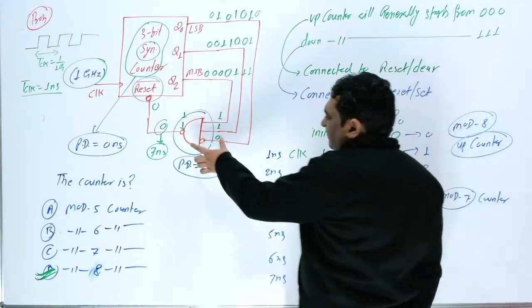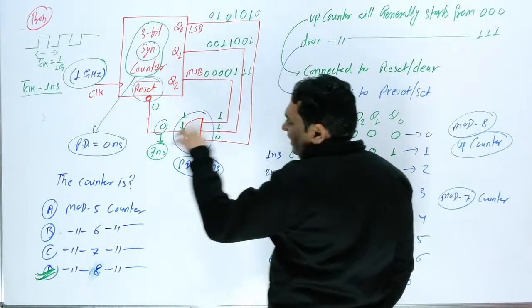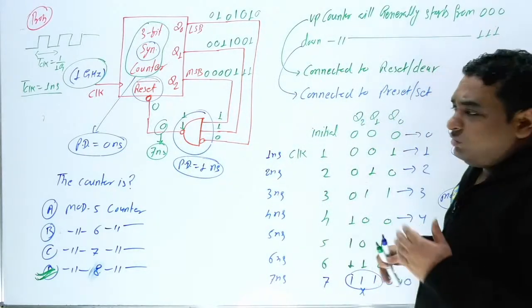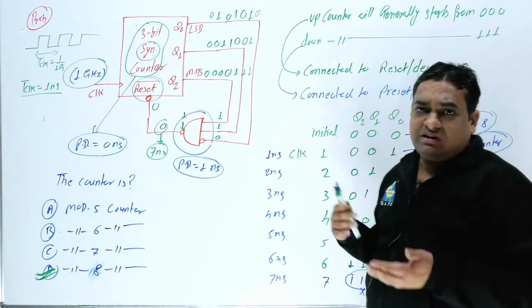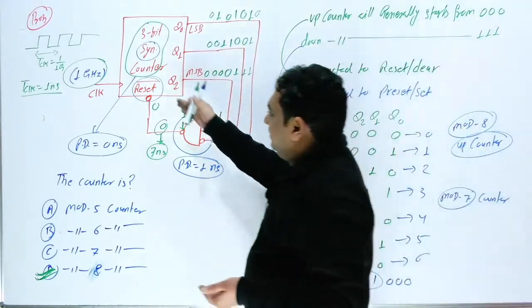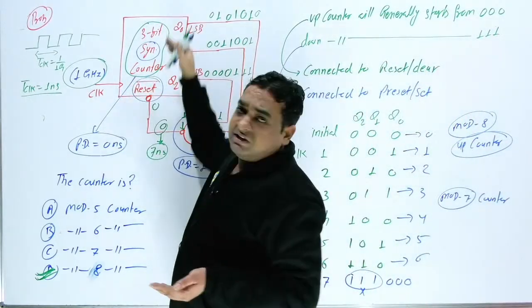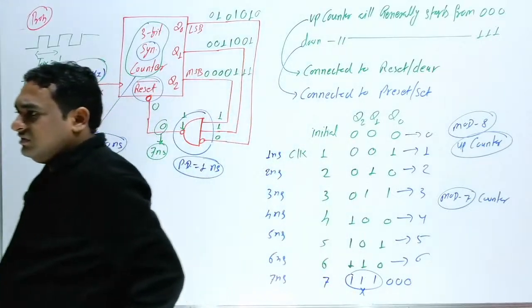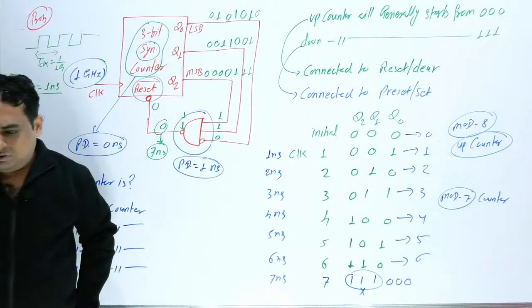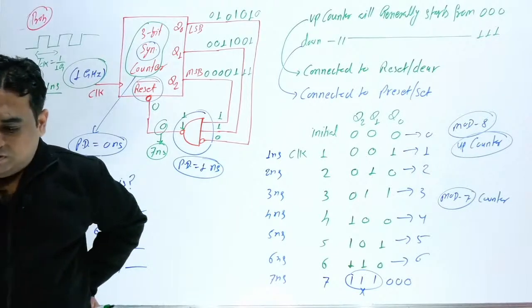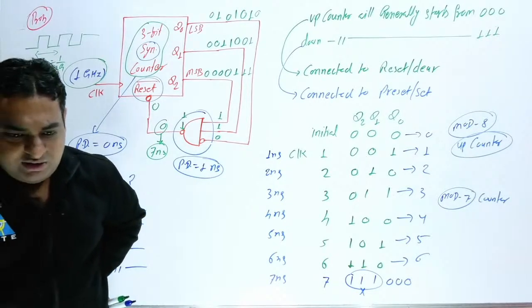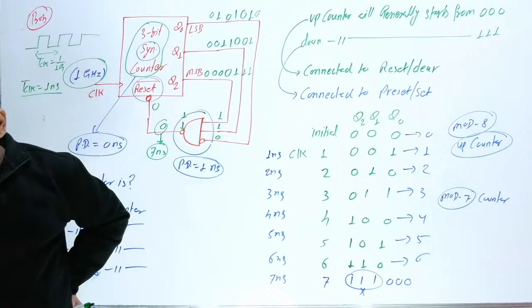Right now you should remember only this. If the examiner provides the delay, you can easily handle it. How do you decide whether this is an up counter or a down counter? If this is connected with reset, it is an up counter. If this is connected with preset, it is a down counter. I hope this problem is clear to all of you. If anybody has any doubt, ask me. Now I am going to take the next question.